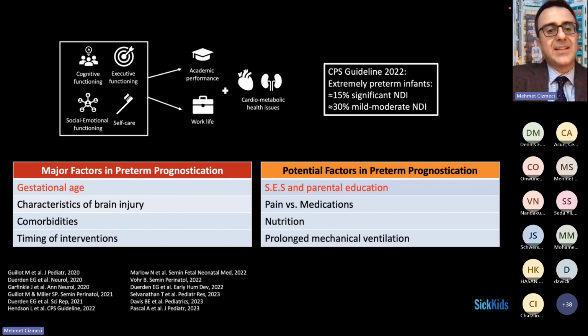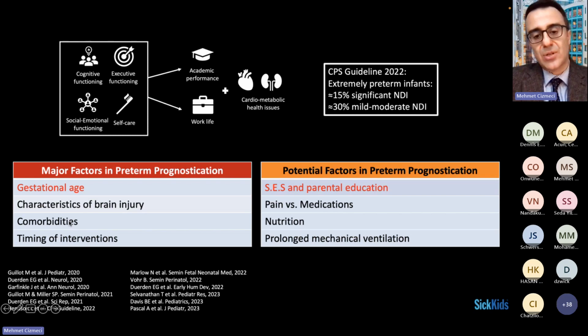So major prognosticators in these babies are the gestational age. And among all the prognosticators, this one seems to be the single most important prognosticator that we use. So the lower the gestational age, the higher the risk of adverse neurodevelopmental outcomes. But by looking at the characteristics of the brain injury, we also get some information, and I'm going to show you some examples of it.